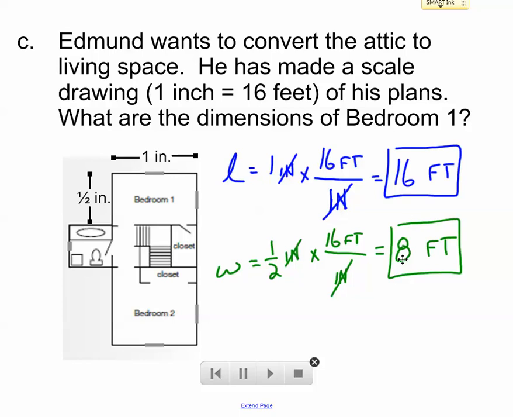A 16 foot by 8 foot room. Yeah, that makes sense. It's kind of skinny. Usually you don't see many rooms under 10 feet, but 8 feet will work.